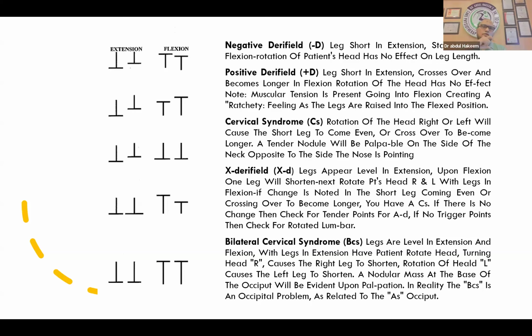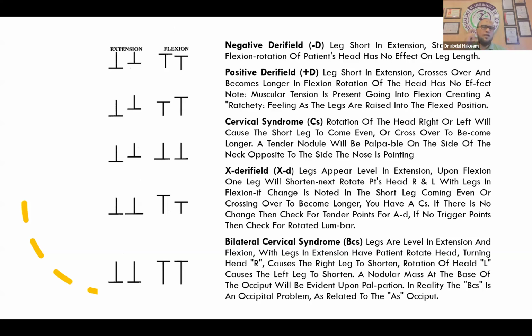Now, we are familiar with negative Derifield and positive Derifield. In case of negative, the leg is short in extension, and during flexion it again remains short. In case of positive, the leg is short in extension, and during flexion it will become long. During the flexion, there will be a ratchety feel because of the rectus femoris muscle.